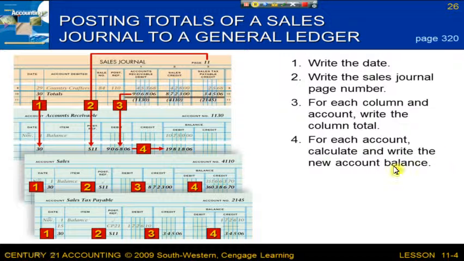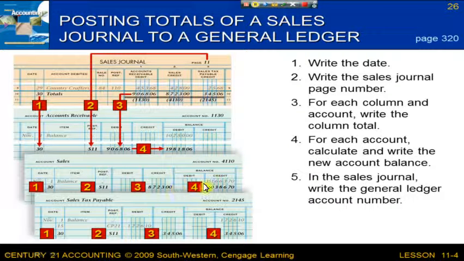Step number 4, we will calculate the new balance. Just like we've done before, if they are the same, we add. If they are opposite, we subtract. So for accounts receivable, we had a debit, we have a new debit, we add the two together, and the balance goes in the debit column. For sales, we had a credit balance, we recorded a credit, we add the two credits, and now we have a new credit balance. For sales tax payable, we did not have a previous balance because we had paid our sales tax to the state already. So we recorded a credit. Because there was nothing to add it to, it automatically comes straight over to the credit balance column.